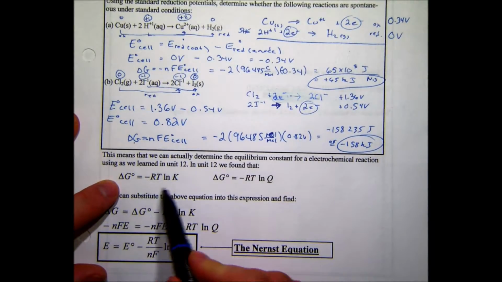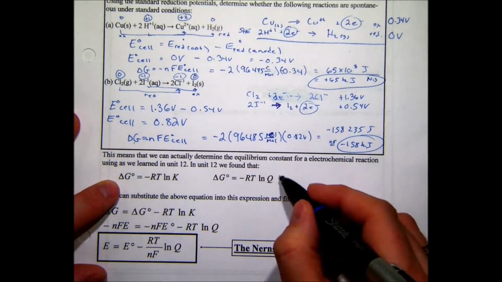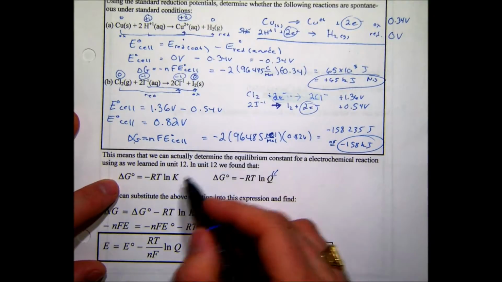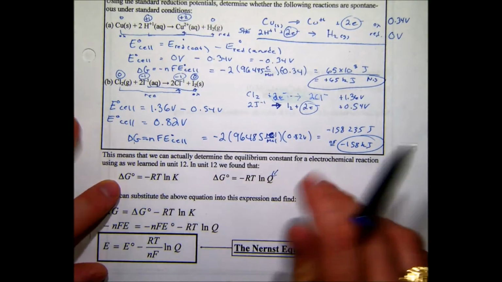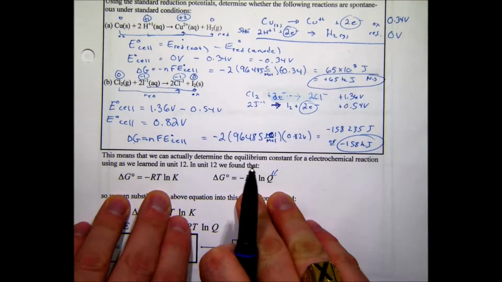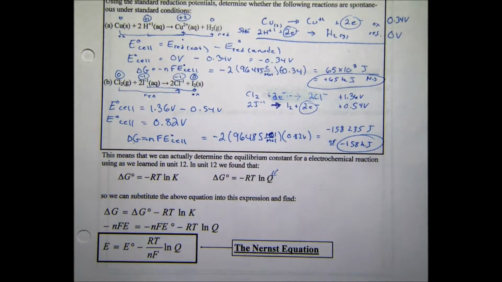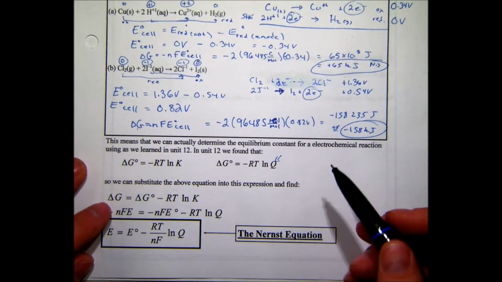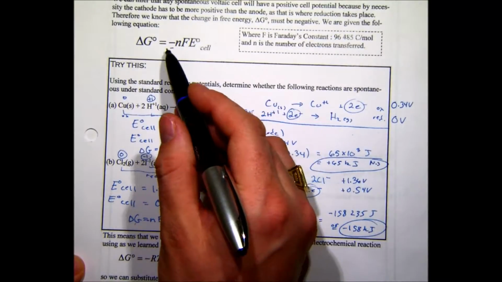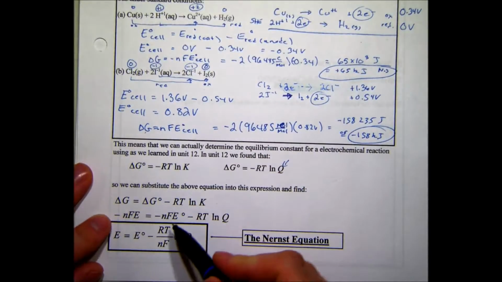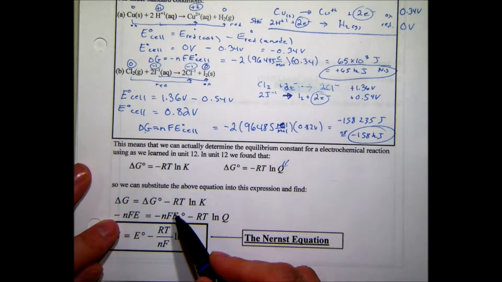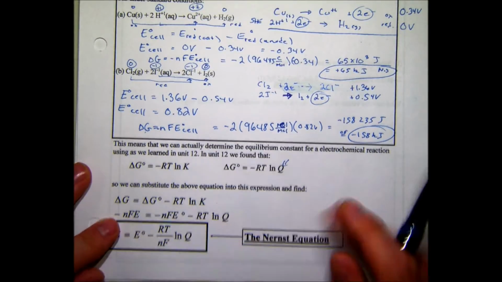So from Unit 12, we had these two equations where we had this one describing an equation not at equilibrium, and this one was at equilibrium. So literally exactly the same equation, just used in different situations, so we changed the name of them. When we put in this equation for delta G, we get this. The difference being standard state, not standard state.